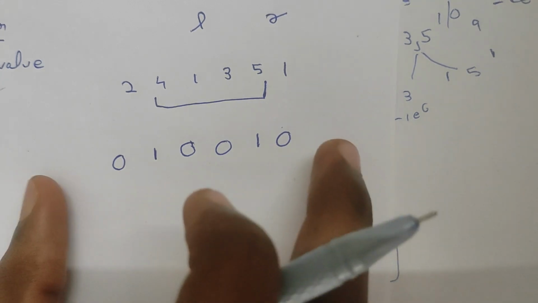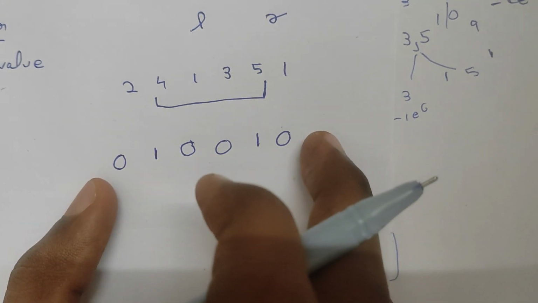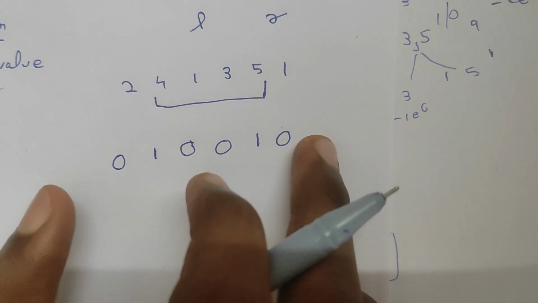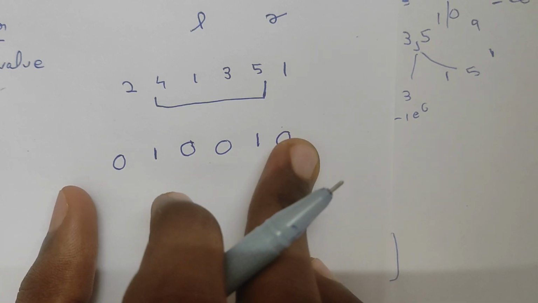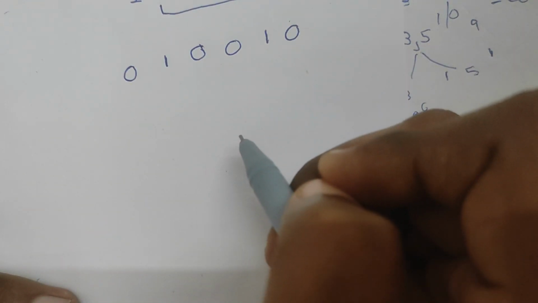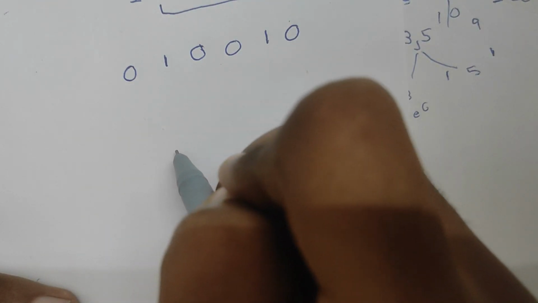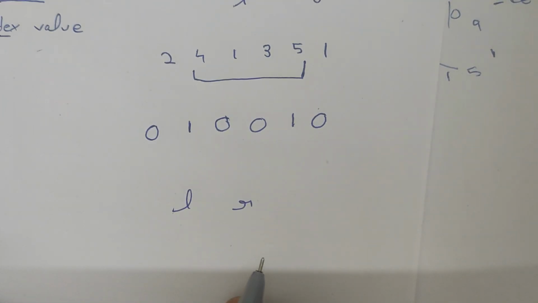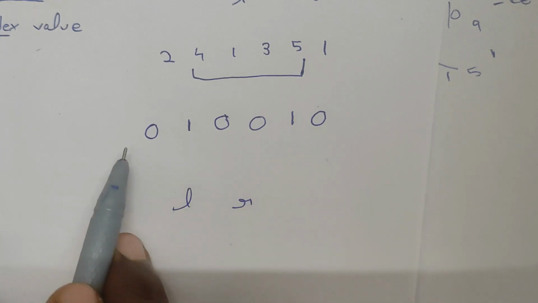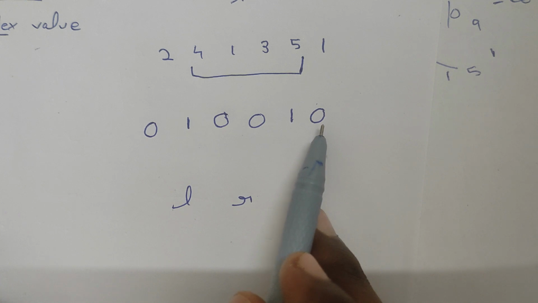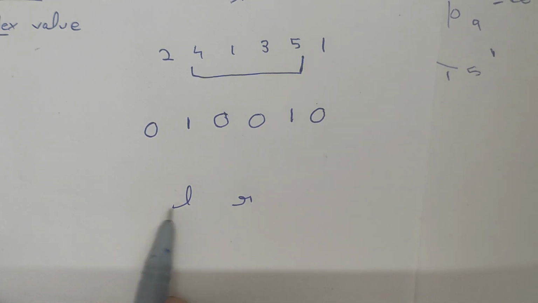And I built a segment tree using this new array. What this new segment tree does is, if I give a particular range L and R to this segment tree, suppose the range is the entire array, it finds the sum of all the elements in that range.